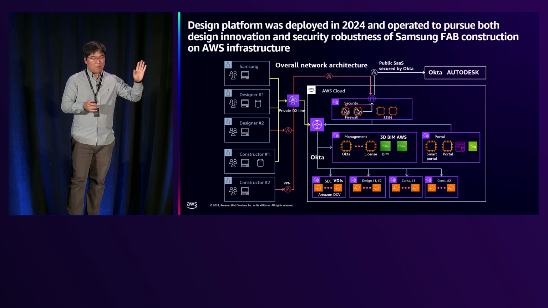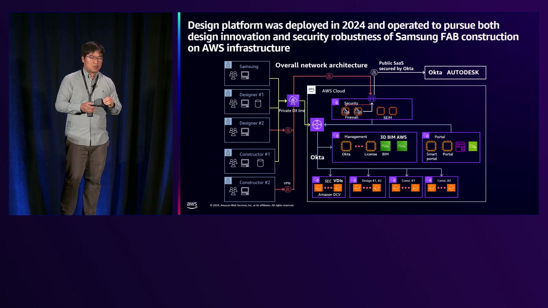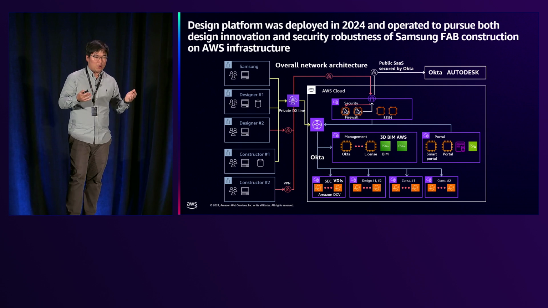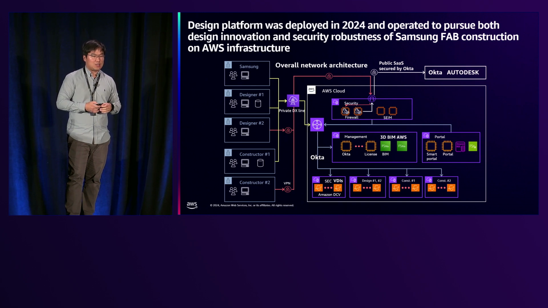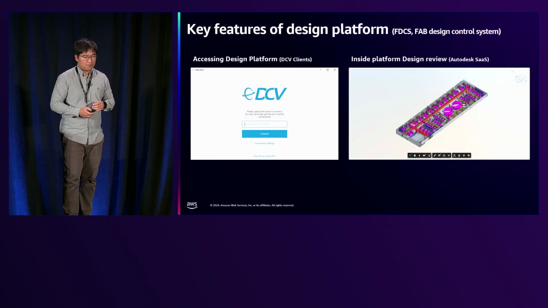And all the vendors on the left side, like the designers, ourselves as a client, and also the construction firm, are directly connecting to the cloud using direct access or the VPN. So with equipping all this platform, we finally deployed our system in 2024 and operate it to pursue both design innovation and security robustness of the Samsung Pack construction on AWS infrastructure.